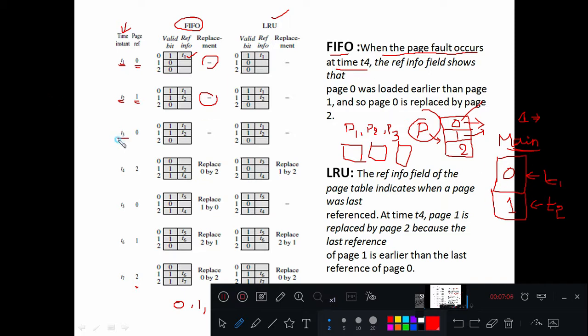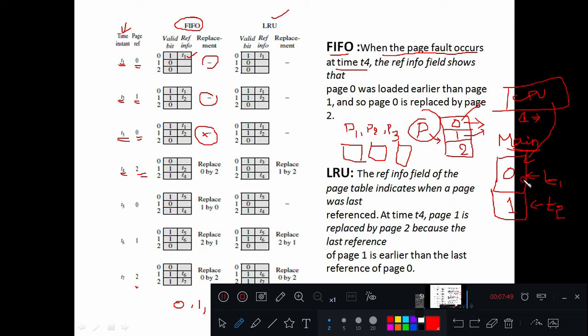Now at time T3, which page is referred? Again page 0 is referred. That means the central processor unit is going to fetch the page number 0 from the main memory. Is it present in the main memory? Yes, right? So page fault doesn't occur here. The page is there in the main memory. CPU is going to fetch that page from the main memory, right? So even in this case I do not require any page replacement.